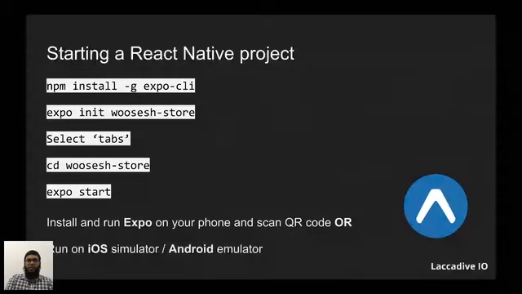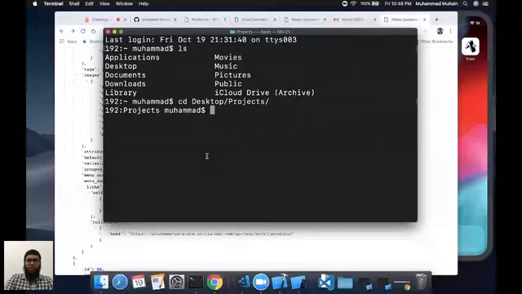In this example, I will be using an iOS simulator to run the application. So expo init, and then I have to select tabs because I'll be using tabs to generate the project. So let's get into that. Let me open up the terminal. Desktop, projects, and I hope you can see my screen.